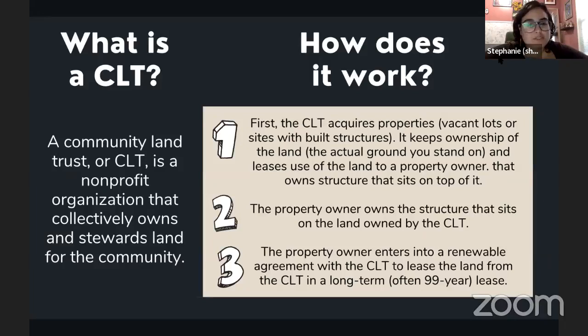And the way we are able to ensure long-term affordability for the property is that the CLT sets guidelines about ownership and resale. They separate ownership so that the land itself, the actual physical ground you stand on, is owned exclusively by the land trust. And then any improvements or structures that sit on top of the land become the homeowner's property. The property owner enters into a renewable lease with the CLT, typically for 99 years or longer, depending on what the CLT determines. That way it's a co-ownership opportunity where the individual or the family is able to own the home, and the land trust is able to maintain the land and keep it affordable for generations to come.